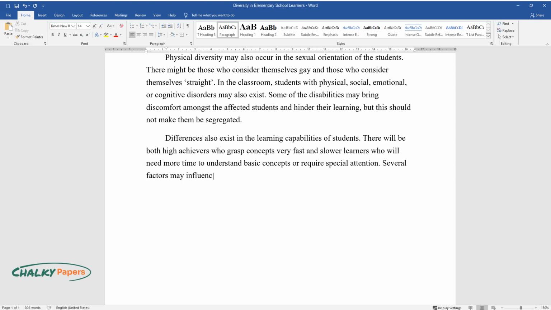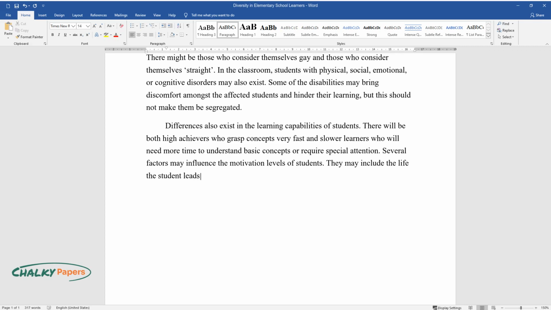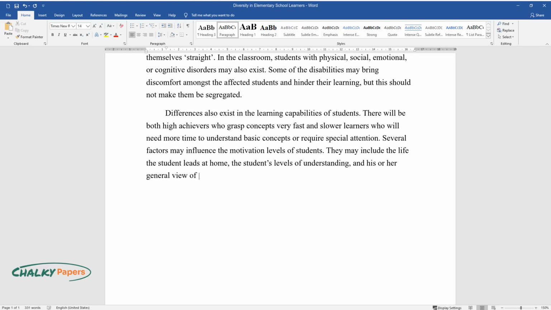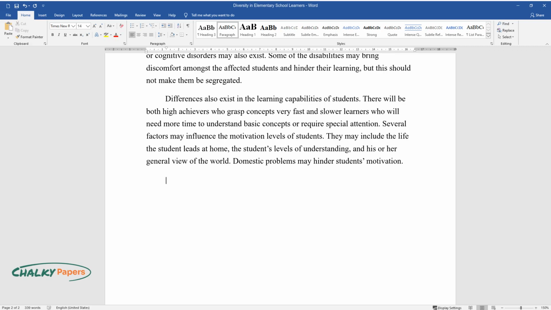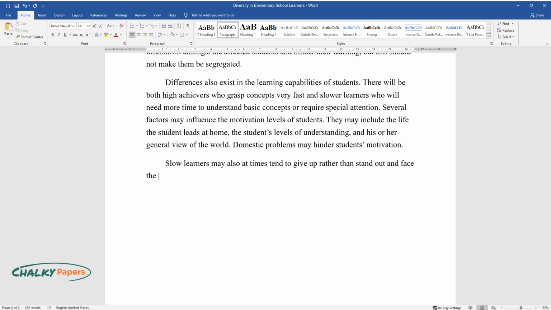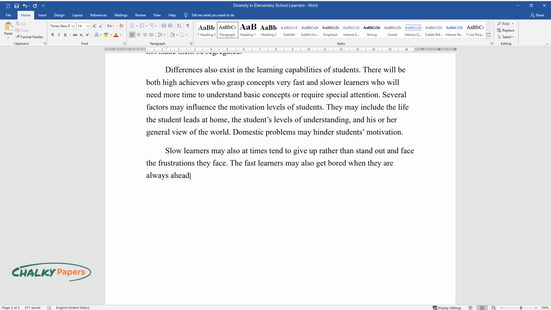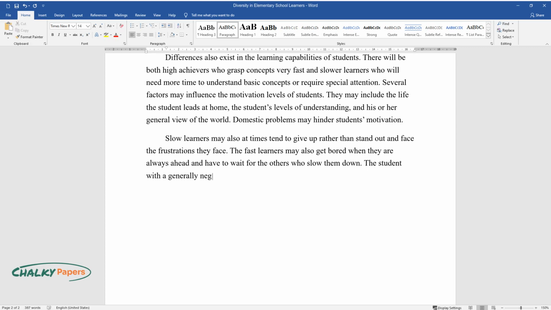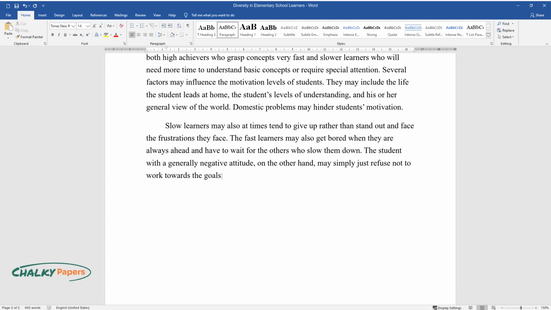Several factors may influence the motivation levels of students. They may include the life the student leads at home, the student's levels of understanding, and his or her general view of the world. Domestic problems may hinder students' motivation. Slow learners may also at times tend to give up rather than stand out and face the frustrations they face. The fast learners may also get bored when they are always ahead and have to wait for the others who slow them down. The student with a generally negative attitude, on the other hand, may simply refuse to work towards the goals set by the teacher.